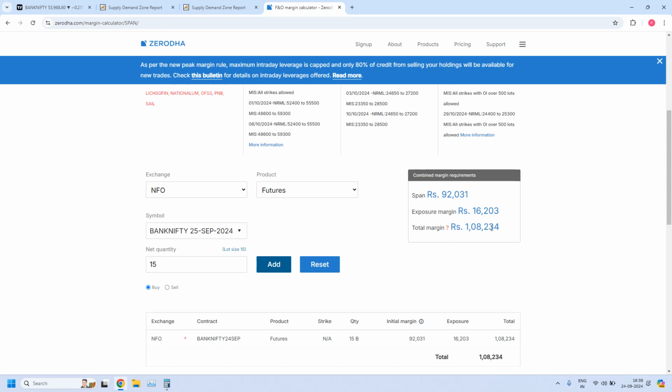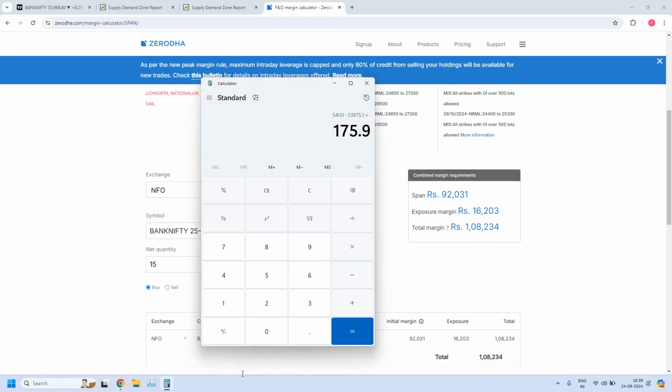This is at the closing price. Maybe the value could be a little high or less, that we will see. Approximate value I will add. So into 15, you got 2,638 rupees profit for your first trade.